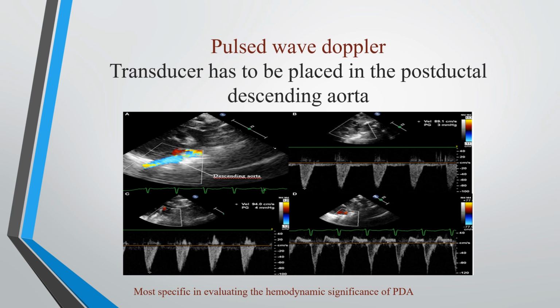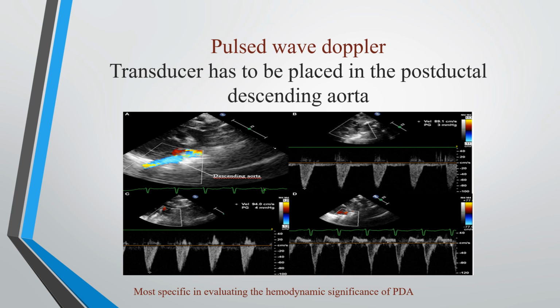To assess the post-ductal descending aorta, we have to position the transducer. It is usually done in the suprasternal view. And here we can see three flow patterns. See here, this is the PDA, and if we put the probe, we get a flow pattern like this. In the descending thoracic aorta, the probe is placed here.